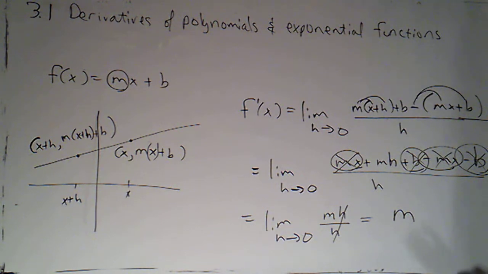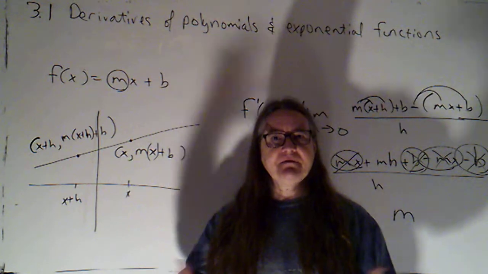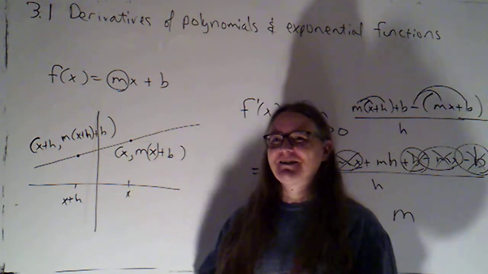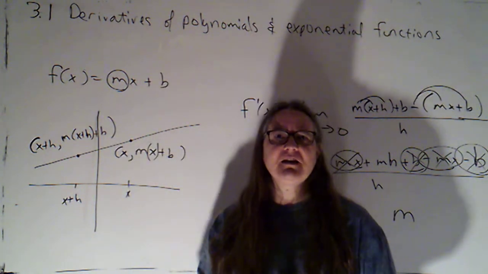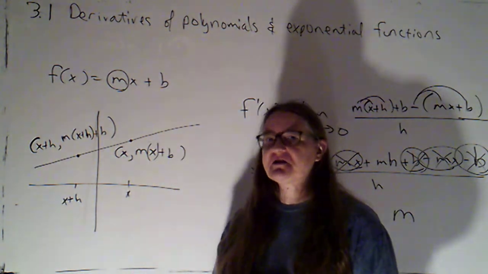Kind of nice to see that if we are working with functions that already have a slope, the derivative, which is trying to generalize that concept to other types of functions, preserves the slope, so that the derivative of a line is just the slope of that line.